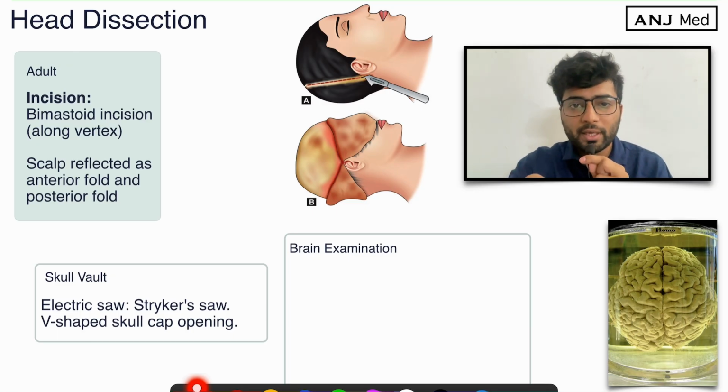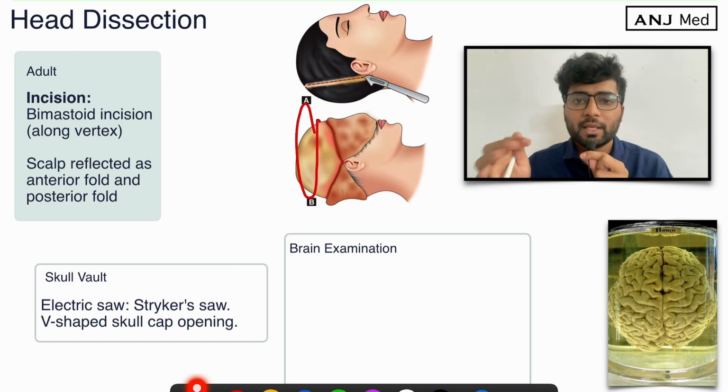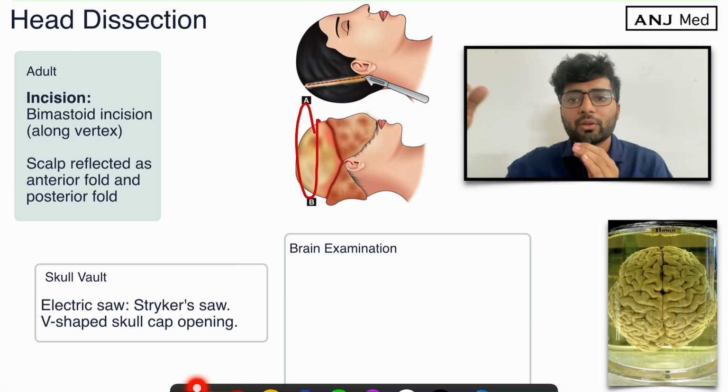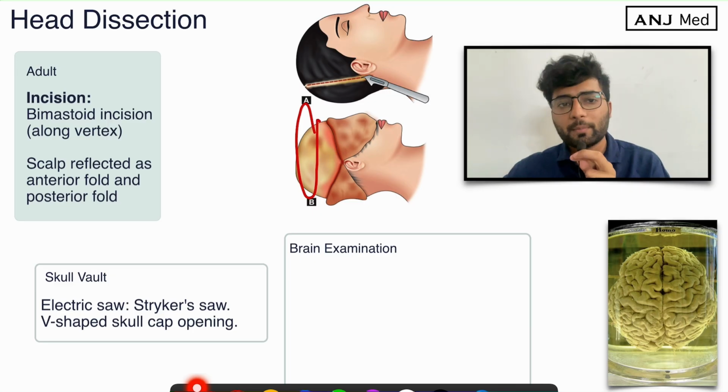Now why do we make this V-shaped incision? We cannot just make it circular over here, right? Why? Because if we make it V-shaped, then afterwards, when the body is stitched back and given to the relatives, it is much easier to make the skull vault stay in that space. If it's round, it might fall off, but a V-shape gets a grip, so we make a V-shaped incision here.